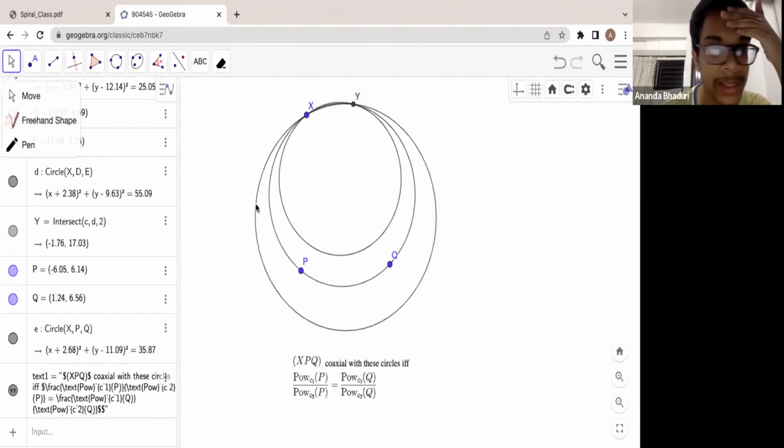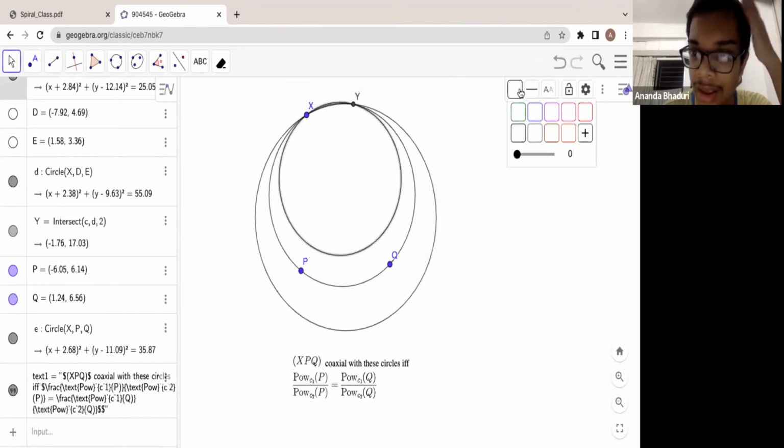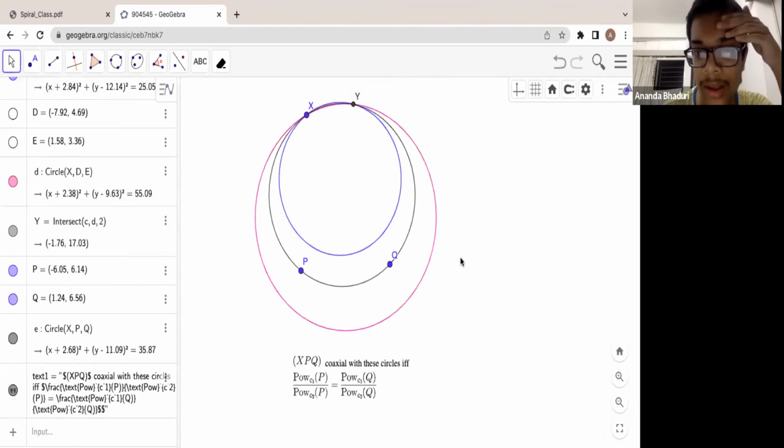So XPQ is coaxial with, say, this is C1 and this is C2, if and only if the power of P with respect to C1 over the power of P with respect to C2 is equal to the power of Q with respect to C1 over the power of Q with respect to C2. Right.